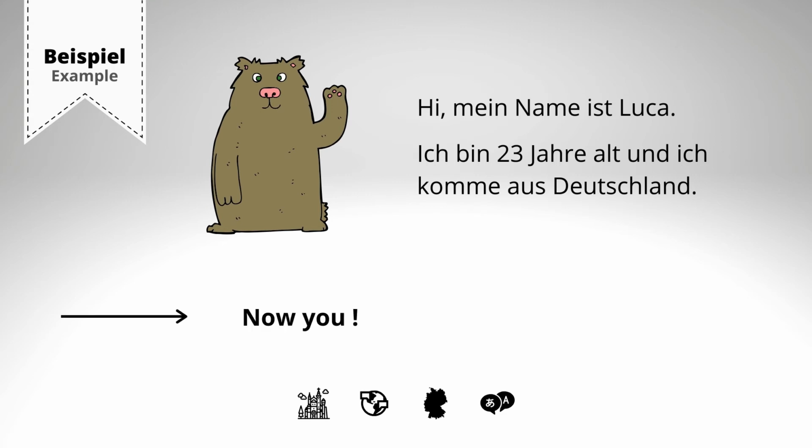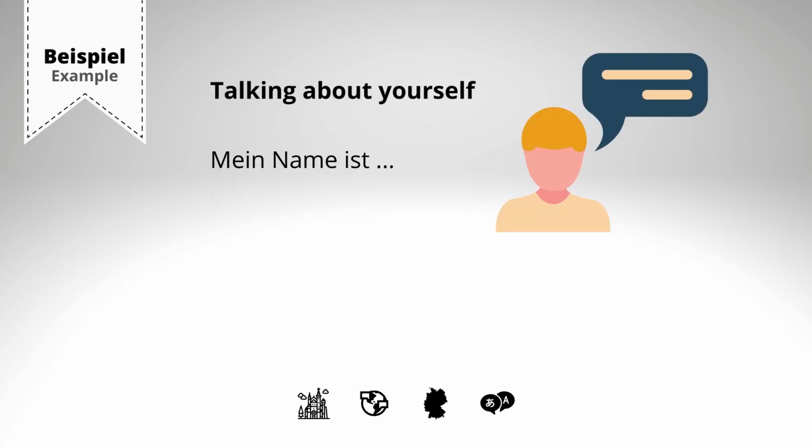Now it's your turn. Grab yourself a pencil and a sheet of paper and then do the same thing. Talk about yourself and say, for example, your name, mein Name ist ..., how old you are, and where you're from. If you're not sure on how to do that, don't worry. You can always replay each of the videos and there you will get the information that you need for that. Of course, you don't need to do the task, but I definitely recommend it.